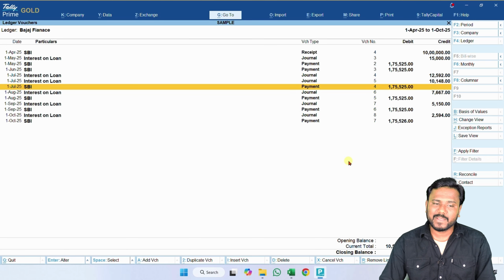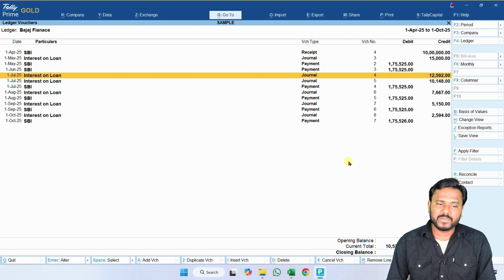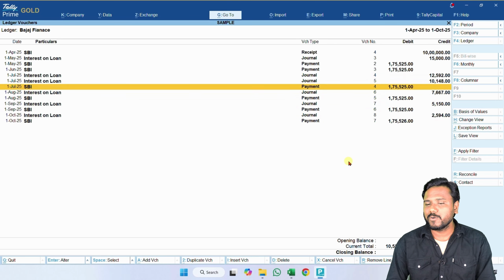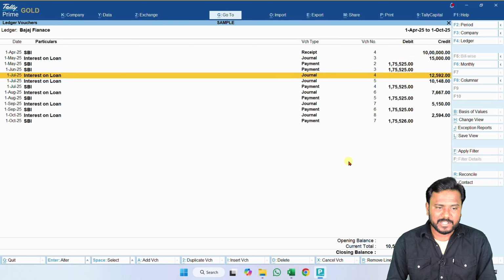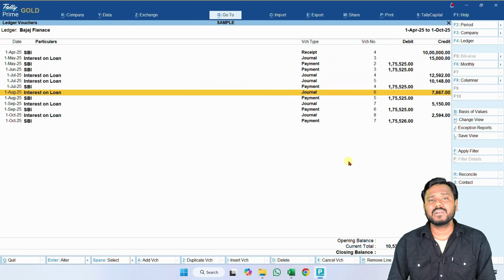Within the same voucher you will be able to see on what date how much interest was added to the loan account. Okay, there may be mistakes on dates. You focus on dates also when you are doing the real-time practicals, right?